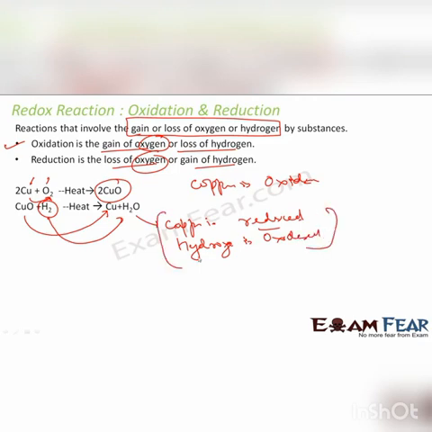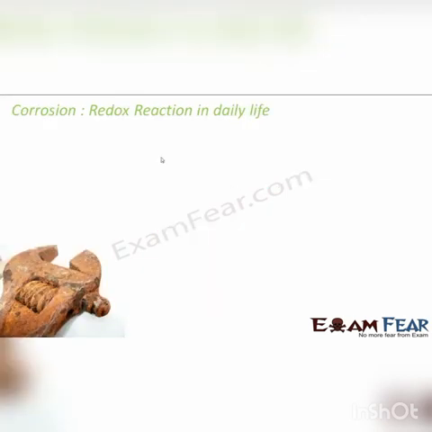Correct? So anything that gains oxygen is oxidized. Here hydrogen was gaining oxygen, so hydrogen is oxidized. Anything that loses oxygen is called reduced. In this case, the copper lost oxygen. Same thing for hydrogen. If something loses hydrogen, that is oxidized. Something gains hydrogen, that is reduced. We'll study all these reactions in more depth in a later chapter.